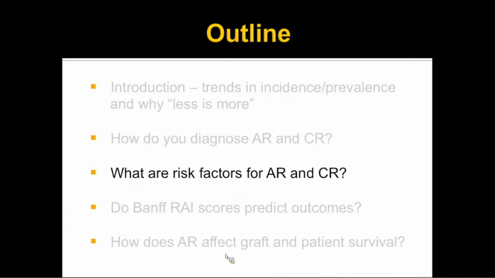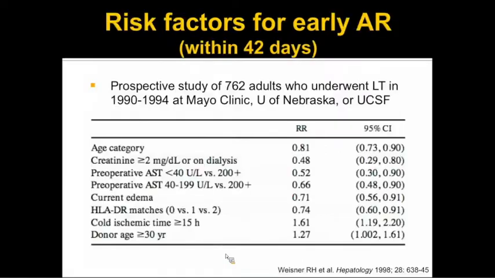So now where I'd like to really spend more of my time is addressing some of these questions and going into the literature in more detail. So in particular, what are the risk factors for acute and chronic rejection? So one of the earliest studies to look at this was a study that used the LTD cohort, which is from 3 different centers. And this was patients who were transplanted in the early 1990s.